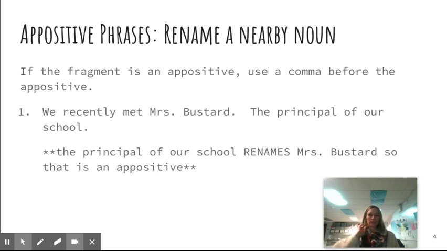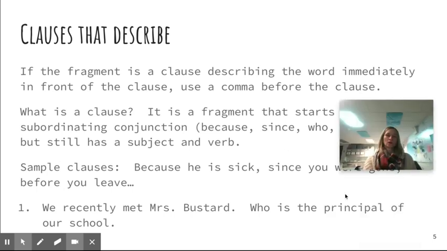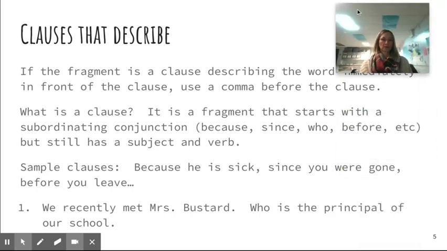So when you see a phrase that renames a nearby person, normally, not always, then make sure you put that comma. Okay, that's how we correct those. And then we have clauses that describe. So if the fragment is a clause describing the word immediately in front of the clause, use a comma. So that sounds super wordy, right? So I'm just going to show you down here. I explain what a clause is. I explained it in the previous slide.